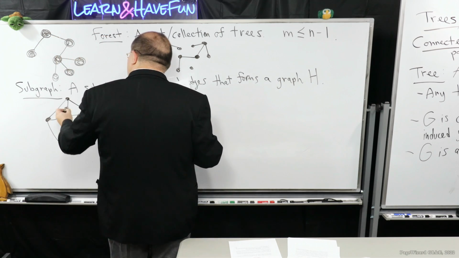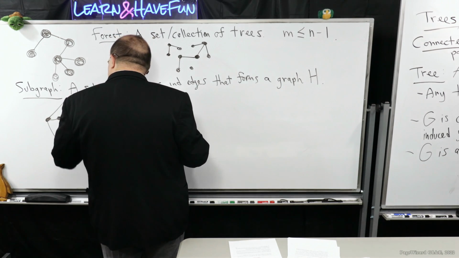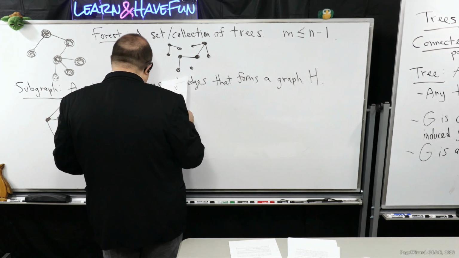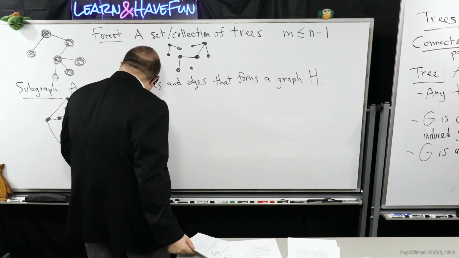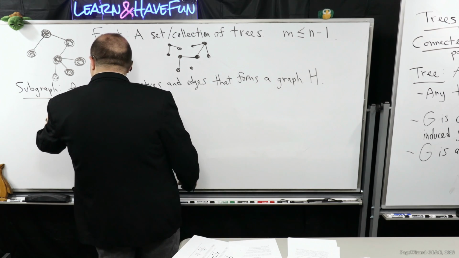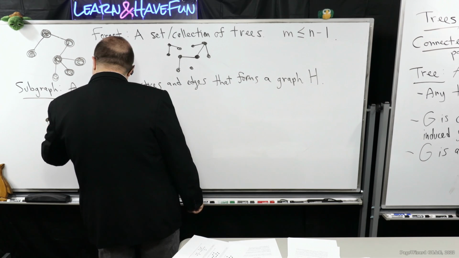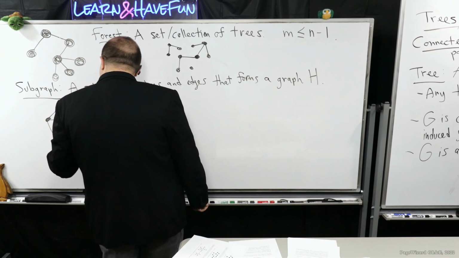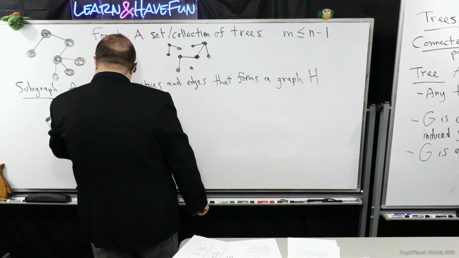So notice that if I omit the edges that are all incident on these vertices, I end up with the star here that's in the middle. So for example, a subgraph here would be if I take these 5 vertices and all of the edges that connect these ones. So if I take all of these edges, I end up with this graph right here.